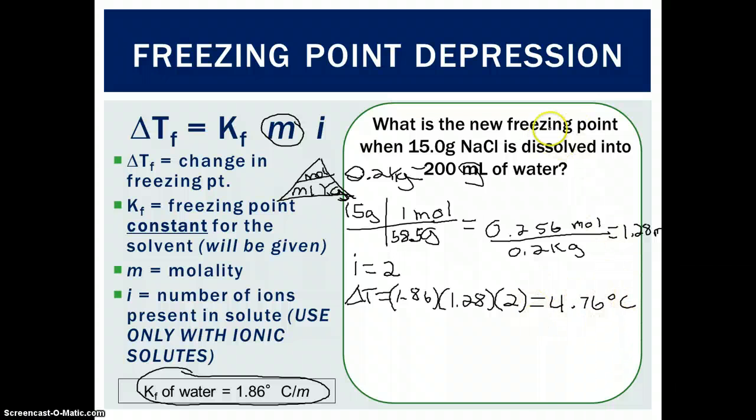I'm asked what the new freezing point is. Freezing point depression. So the freezing point is going to decrease by this amount. So what's the starting freezing point? Well, the freezing point of the solvent, water, is 0 degrees. And then it's going to decrease by, so minus 4.76 degrees Celsius. So your new freezing point is negative 4.76 degrees Celsius.